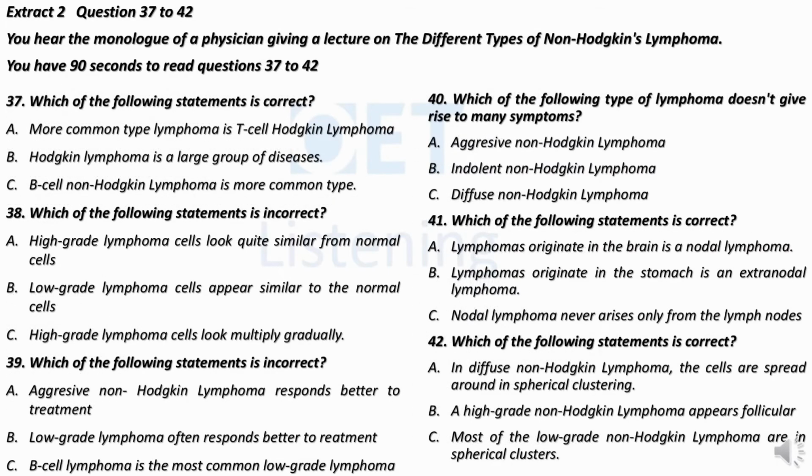Now look at Extract 2. Questions 37 to 42. You hear the monologue of a physician giving a lecture on the different types of non-Hodgkin's lymphoma. You have 90 seconds to read questions 37 to 42.